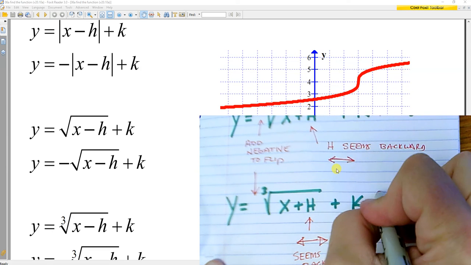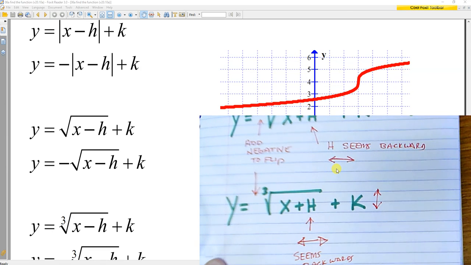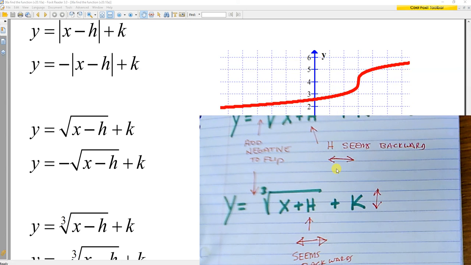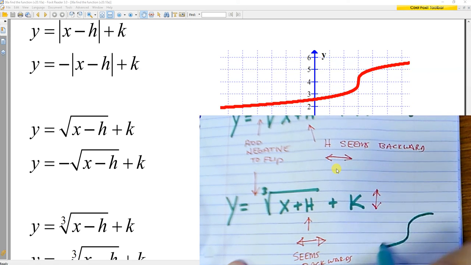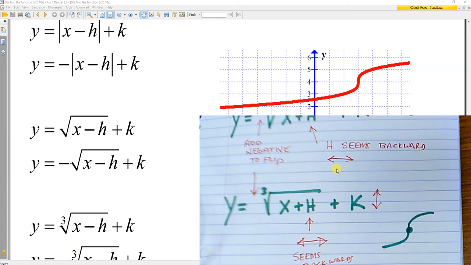This guy handles the up-down, and it's going to seem normal. And when it's all said and done, I'm going to get kind of an S shape out of this guy. So when I look at this graph, I'm looking at this guy right here.